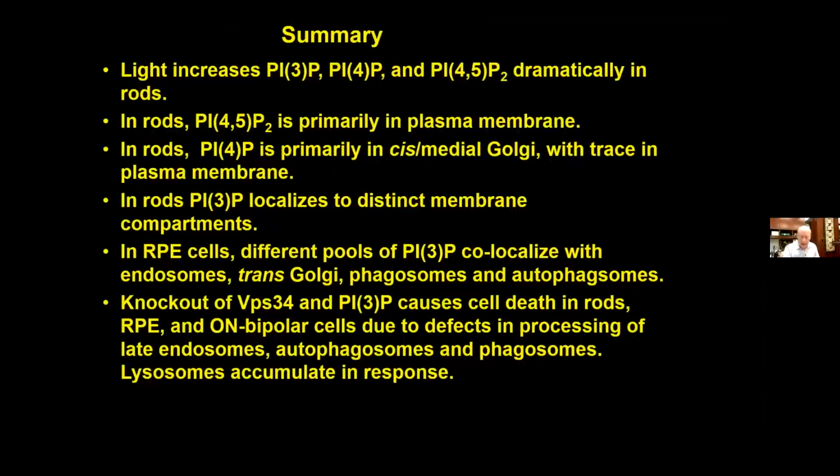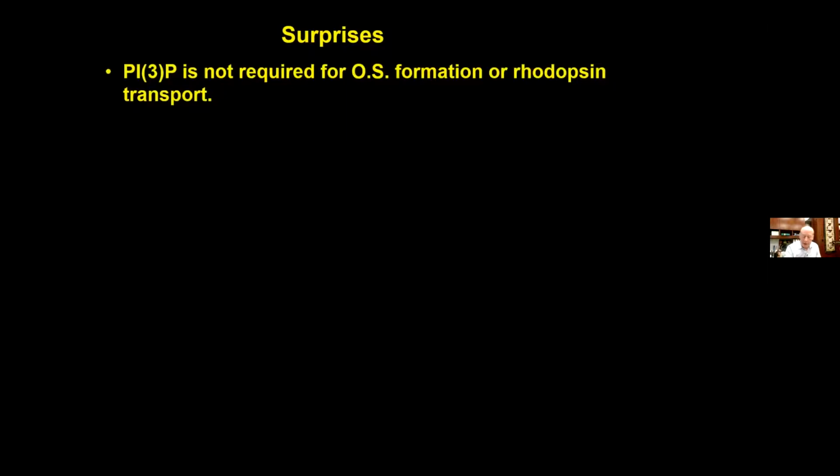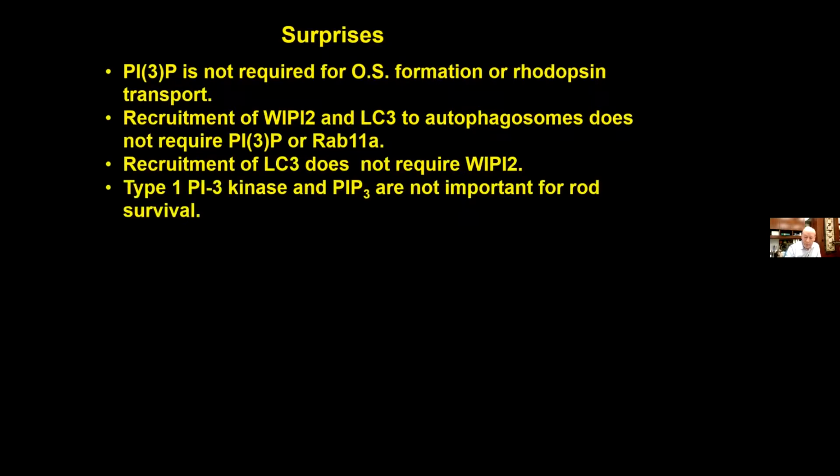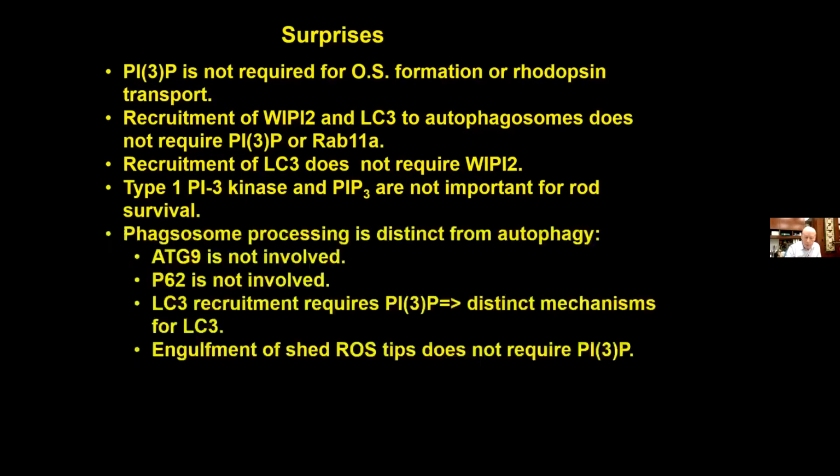And what these have in common is the blockage of fusion in the knockout of all of these different membranes with the lysosomes. And some surprises, some results we have that are perhaps still a bit controversial and disagree with certain things that are in the literature, is that PI3P is not required for the formation of outer segments or rhodopsin transport. Recruitment of WIPI2 and LC3 to autophagosomes does not require PI3P. I didn't show you the RAB11 story, but that's not required either. And recruitment of LC3 does not require WIPI2. The type 1 PI3 kinase and PIP3 are not important for rod cell survival.